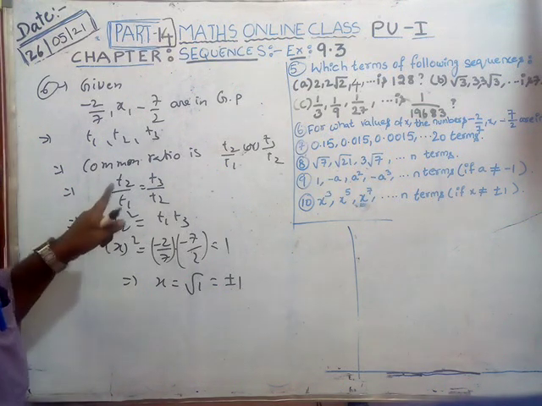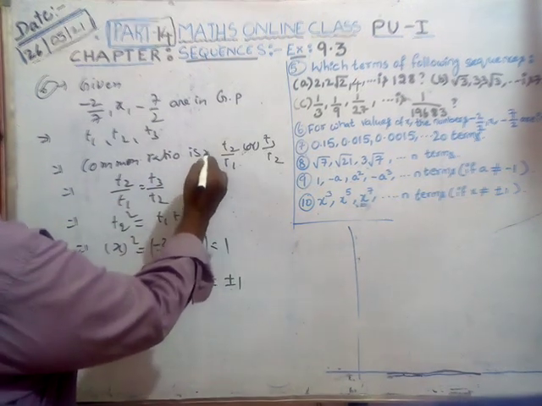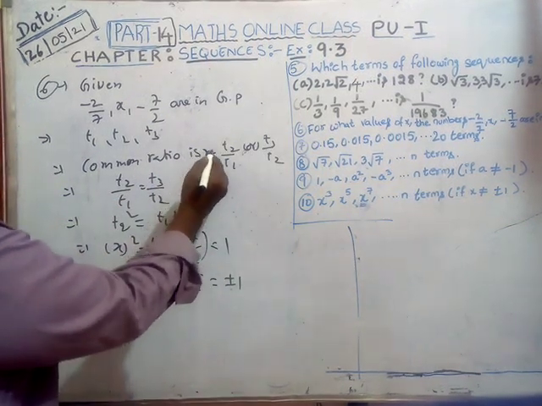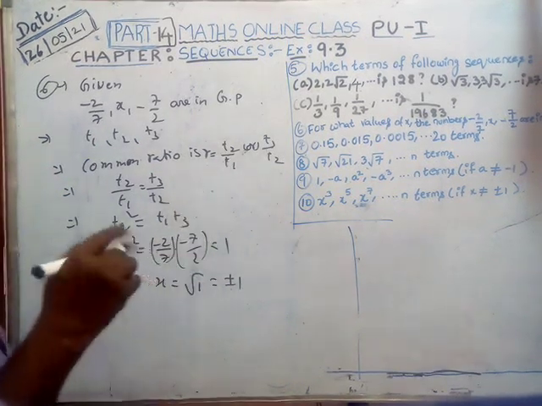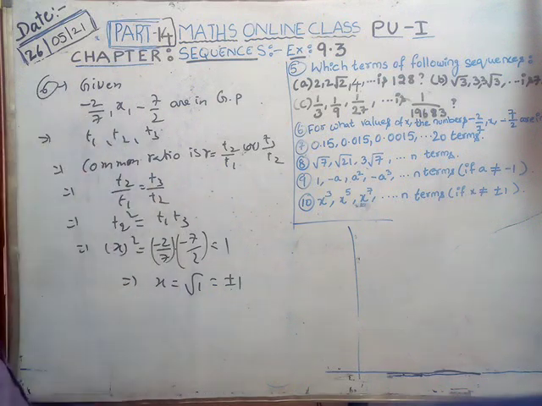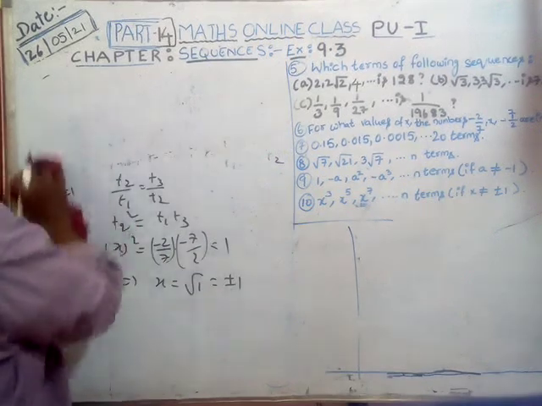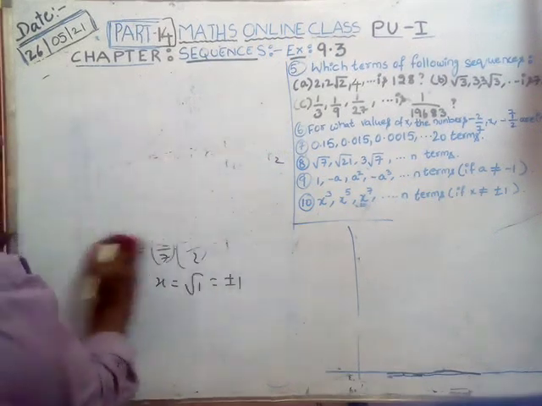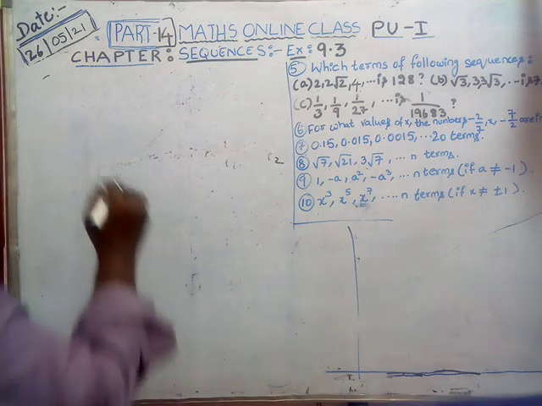Okay? Like that. Here the common ratio R may be equal to T2 by T1 or T3 by T2 or T4 by T3 or Tn by Tn minus 1. Like that it is going on. By using that formula, we solve this one. Okay? Next, seventh one.